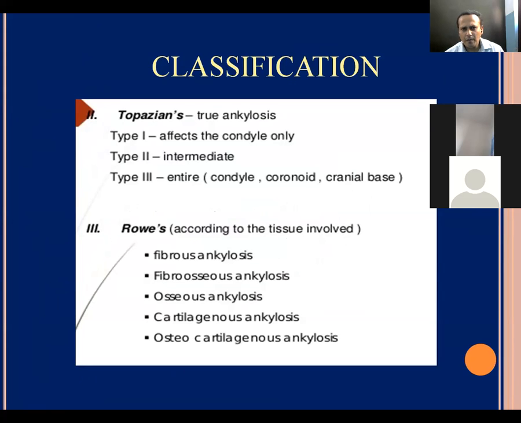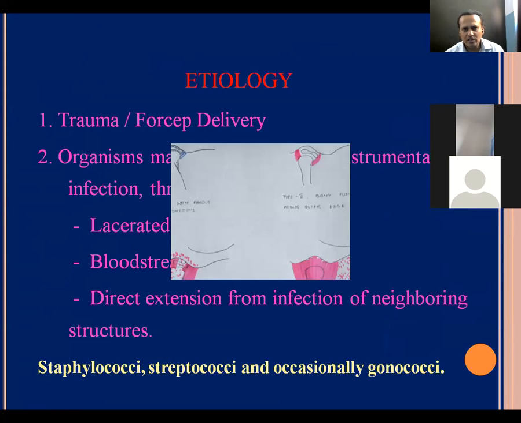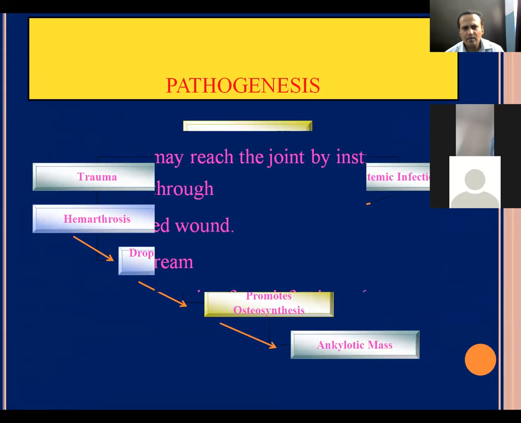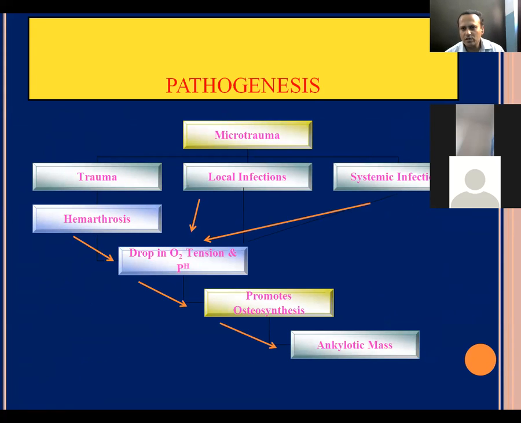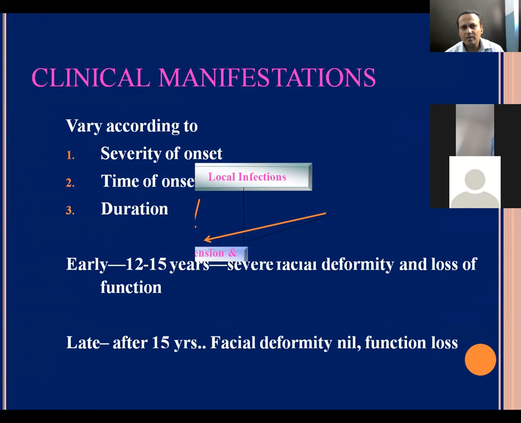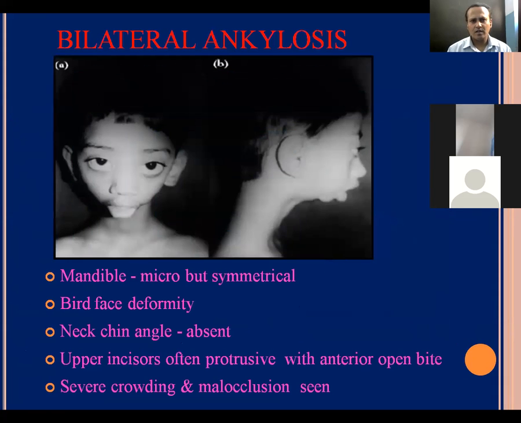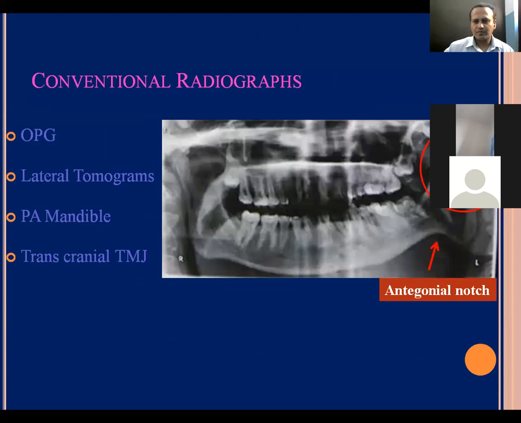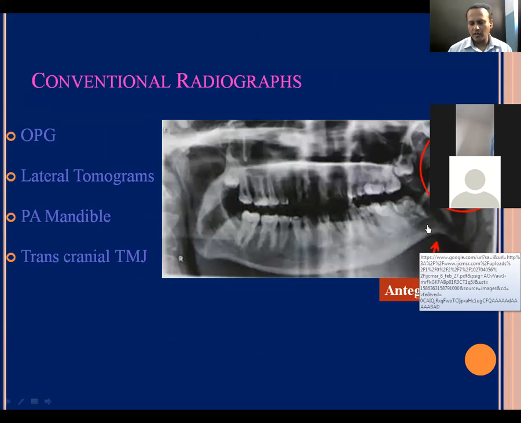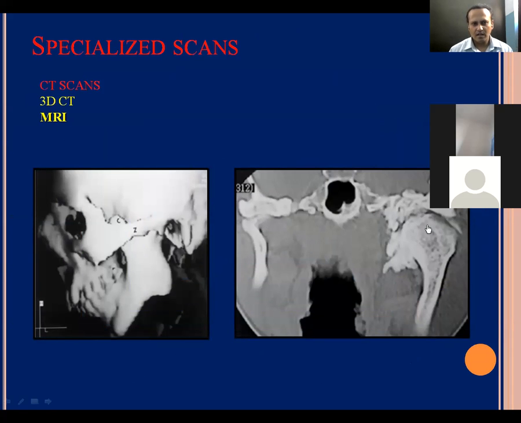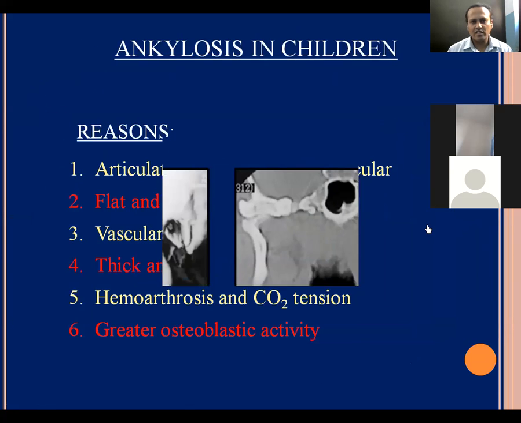Papazian's classification, Sauner's classification, the etiology, the pathogenesis of ankylosis, then the clinical manifestations, the clinical features of ankylosis, that is unilateral ankylosis and bilateral ankylosis. Then the radiological features, the main thing, the antegonial notch is appreciated on the radiographs, and specialized scans like 3D CT scans.